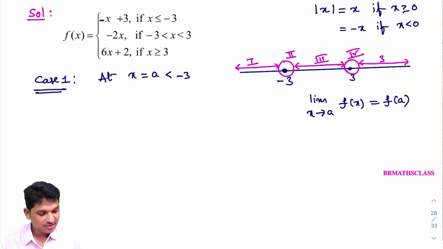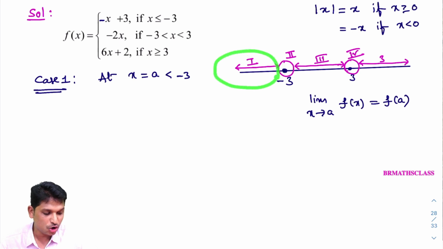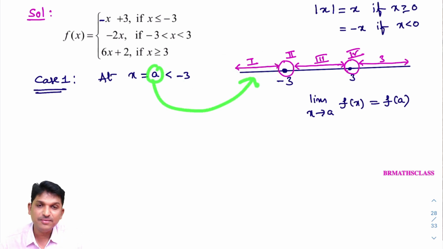First, where am I checking the continuity? I am checking the continuity in this interval. In the first case, all x values are less than -3. How many numbers are there in this zone? Infinitely many numbers. At each and every point we cannot check. That's why I took x equal to a, where a is less than -3. Can I take a as -5? Yes, -5 is in this zone.